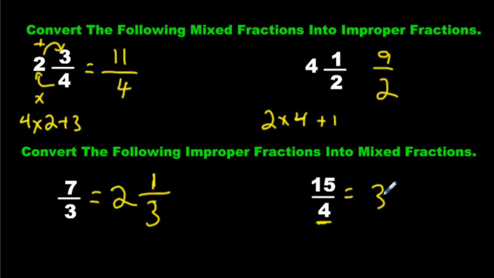That's 3 holes. Now from 12 to 15 is going to be 13, 14, 15. That's 3 more numbers. And keep the 4 in the bottom. Look, 4 times 3 plus 3 is 15 over 4. So we know we did these two right.